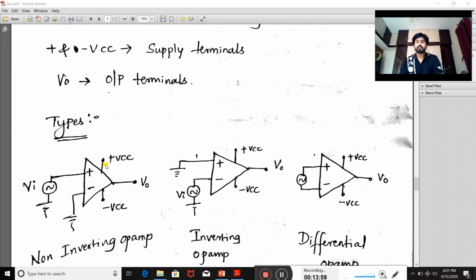So this is the explanation for today's class. What we have covered: what an operational amplifier is, its basics, symbol, pin configuration, types and ideal characteristics, as well as feedback circuits. Thank you.